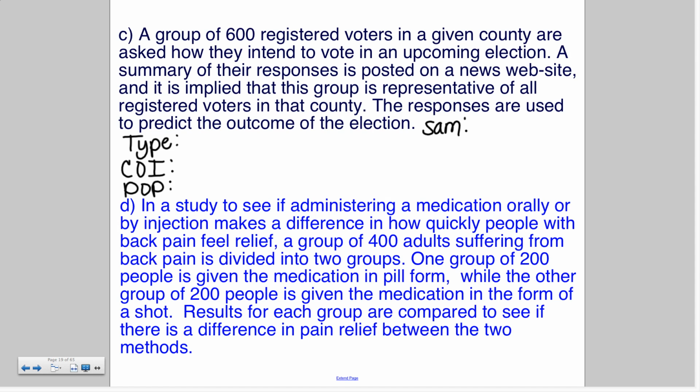All right. So my type, I'm asking them how they intend to vote, so that's going to be a survey.